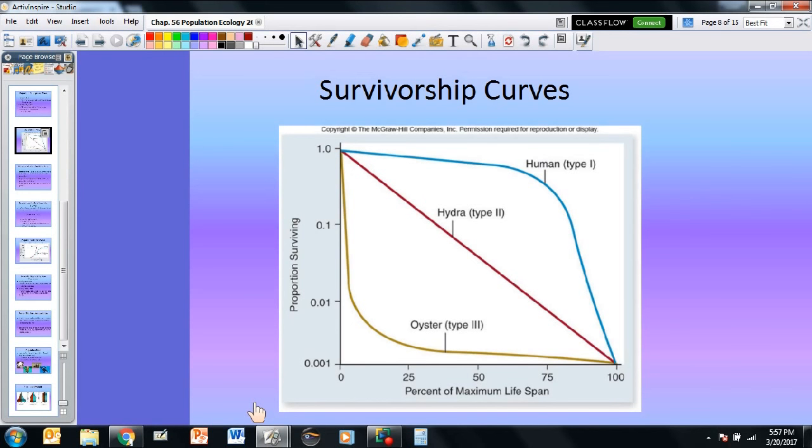The type 1 curve, these species have a low death rate for the young, and the death rate remains low through most of their middle age, but death rate increases sharply in old age. The example I have are humans. Humans and all other organisms that are type 1 survivorship species care for the young and reproduce relatively late in life. The type 2 survivorship curve species have a relatively constant death rate throughout their lives.